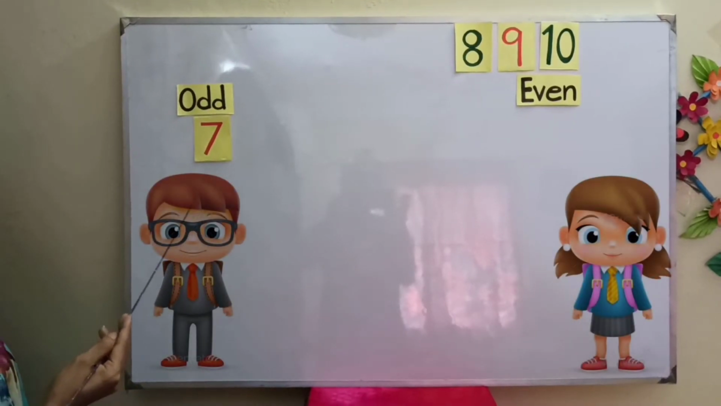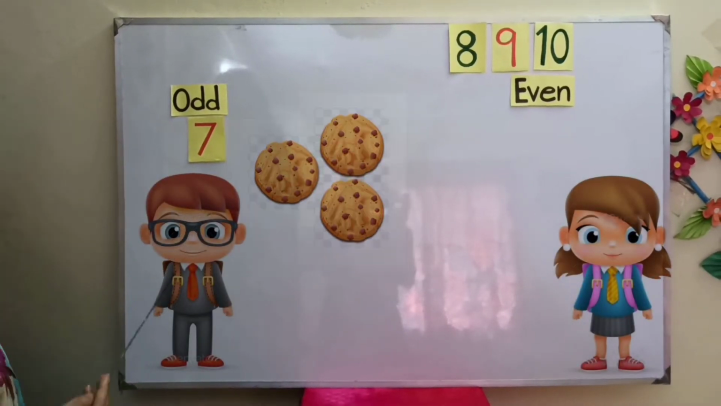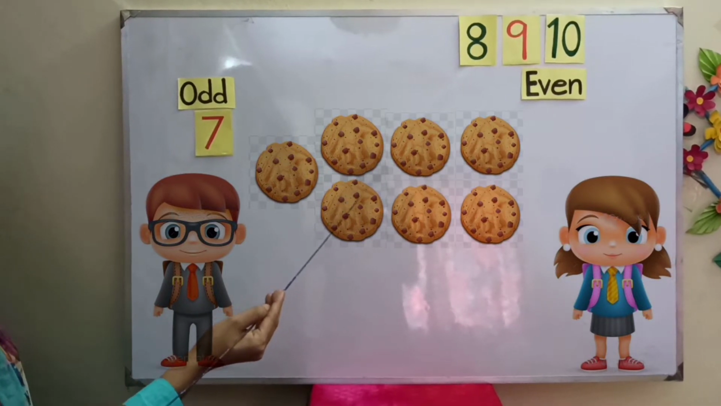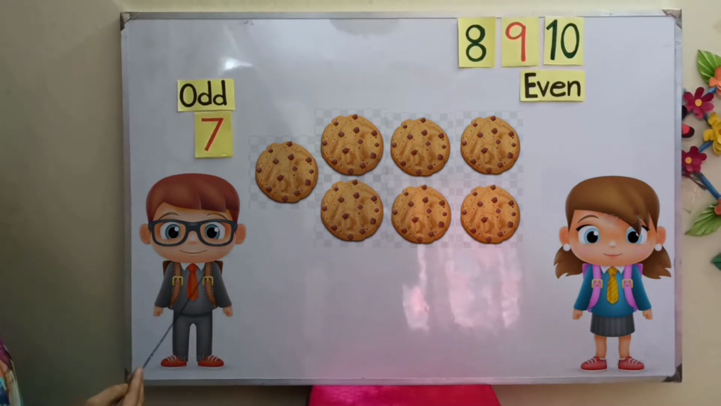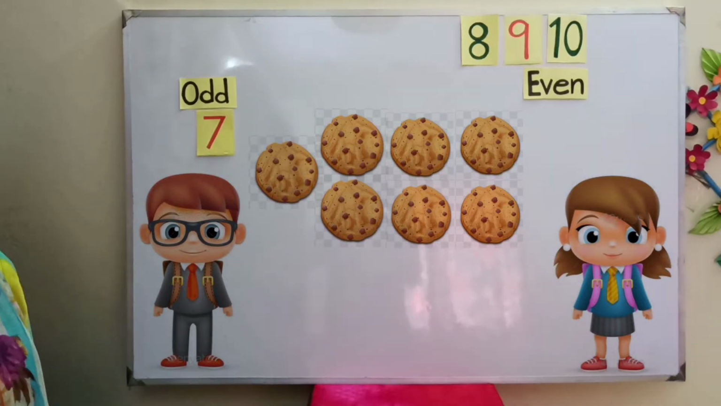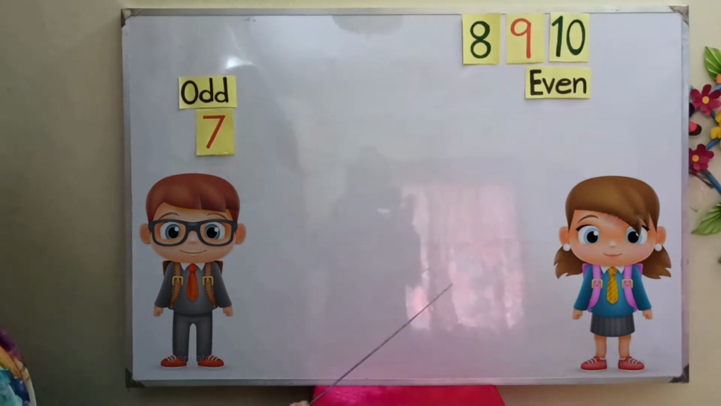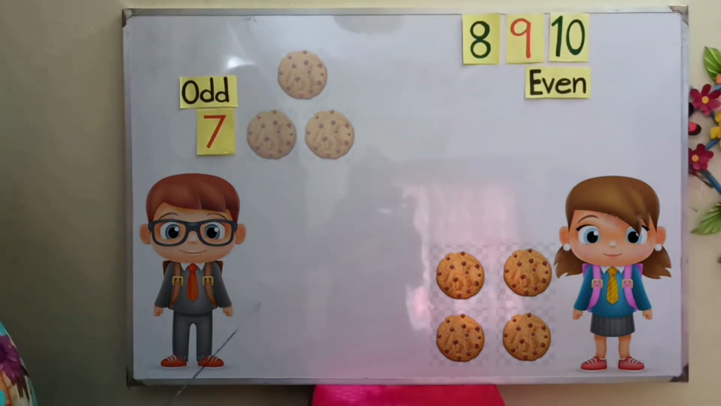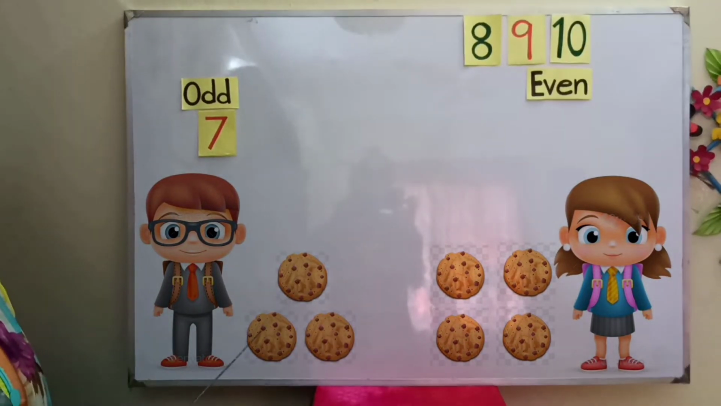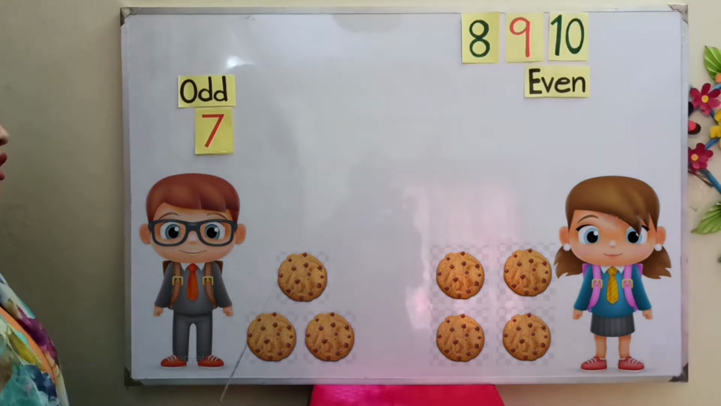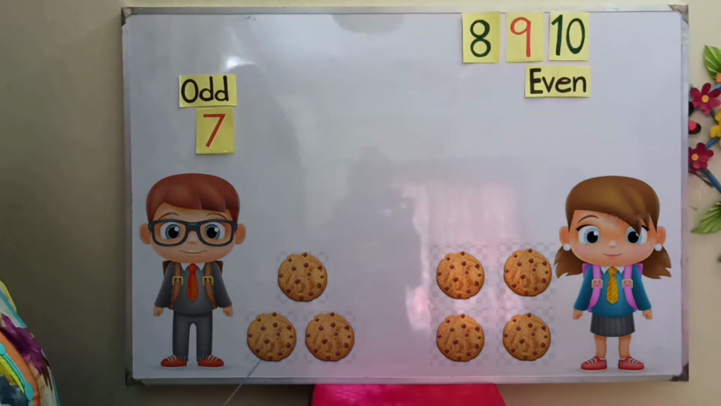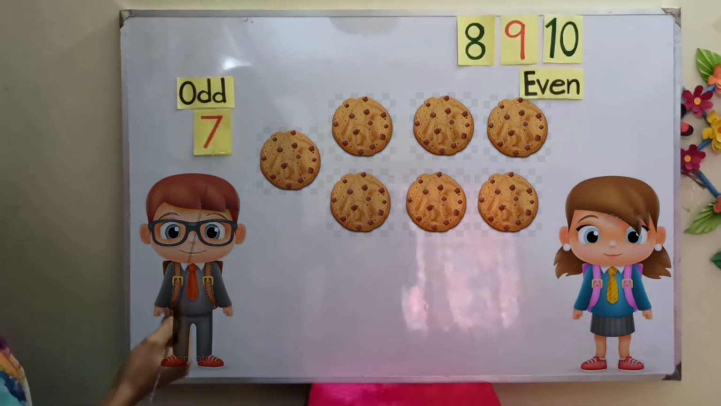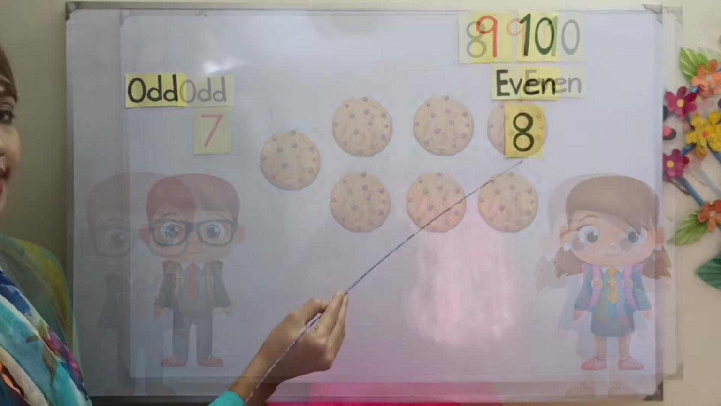7. 7 is an odd number because the 7 biscuits, which Tony and Molly, they are not getting equally. Molly is getting 4 biscuits and Tony is getting 3 biscuits. So, Tony will be sad for that and I'm not going to share among them. So, 7 is an odd number.